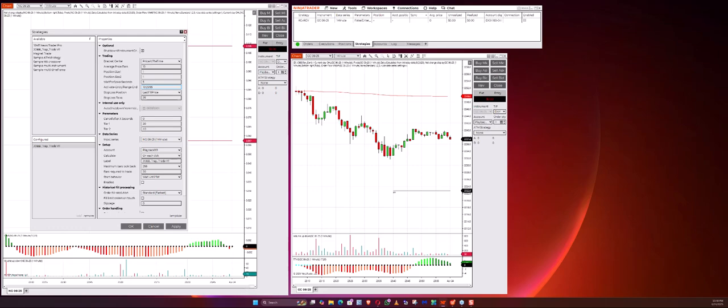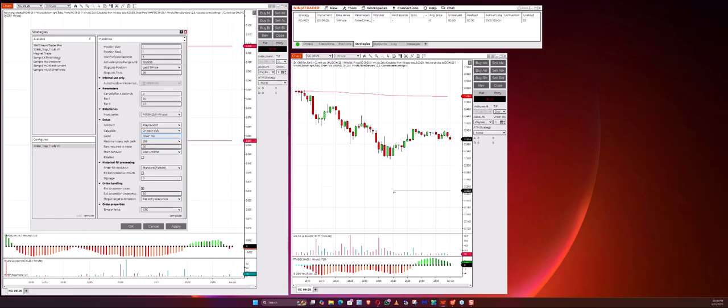I like to label every trade, especially when we trade more than one setup on the same chart. So I'm going to call this trap NG for natural gas. Then I'm going to choose the account I'm trading it in. For now, this is playback. We're playing this back, so it's in our playback account. I'm going to apply it and OK it.